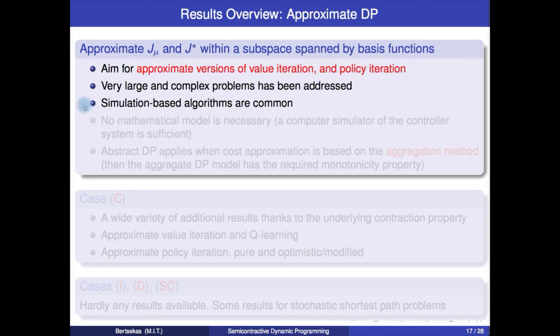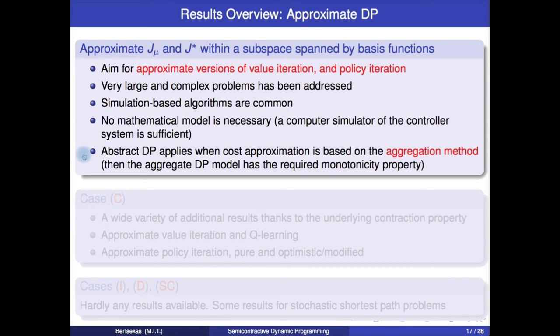Simulation is also very important in these algorithms, and this has an additional advantage that no mathematical model is necessary to execute these algorithms. Just a computer simulator of the control system is sufficient. Regarding the application of abstract dynamic programming, a key property is monotonicity. So when you construct an approximate model, you need to preserve the monotonicity property in order for abstract dynamic programming to apply. And this is true for one of the major methods of approximation called aggregation. This has the required monotonicity property, but for other models, this property is not available. So the theory that we have for abstract dynamic programming at the moment does not apply.